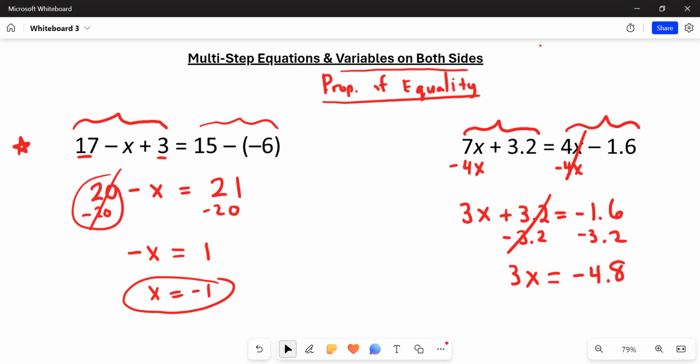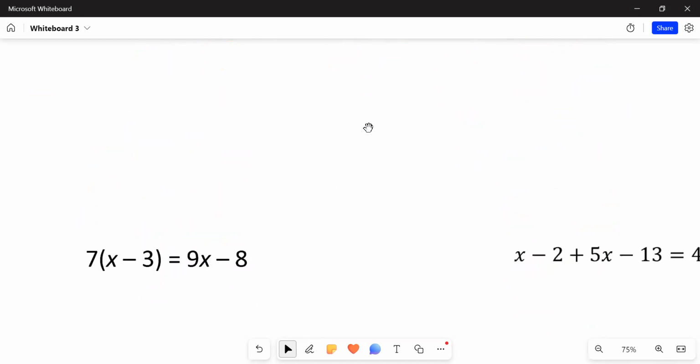All right. And then the last property of equality step is to divide both sides by 3. 3 divided by 3 is 1. Here we'll have negative 1.6. And you can use your calculator to verify that 4.8 divided by 3 is 1.6, or put the negative in there to get the negative 1.6. Let's take a look at a few more examples.